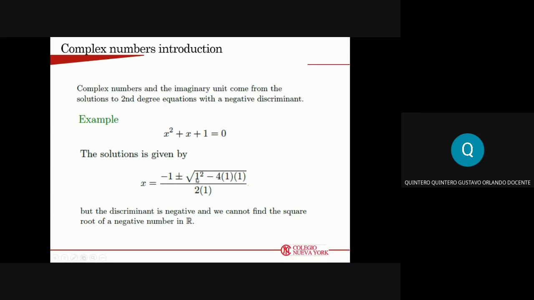You have 1 squared, so that is 1, minus 4 times 1 times 1, that is 4. So you have 1 minus 4. The discriminant is -3. So we have the square root of -3, the square root of a negative number. That is what it says here. But the discriminant is negative, and we cannot find the square root of a negative number in the real numbers. We cannot. So that is why we say this equation has no solution.